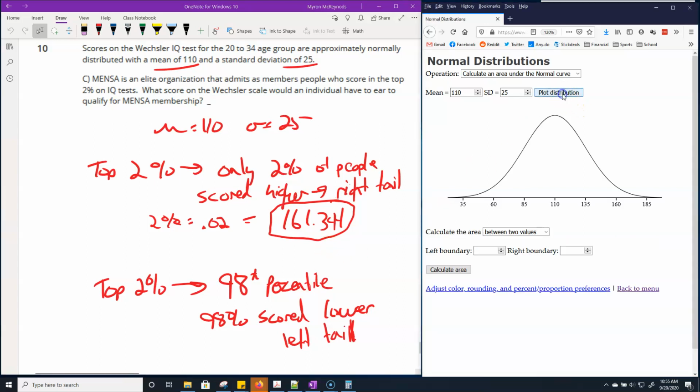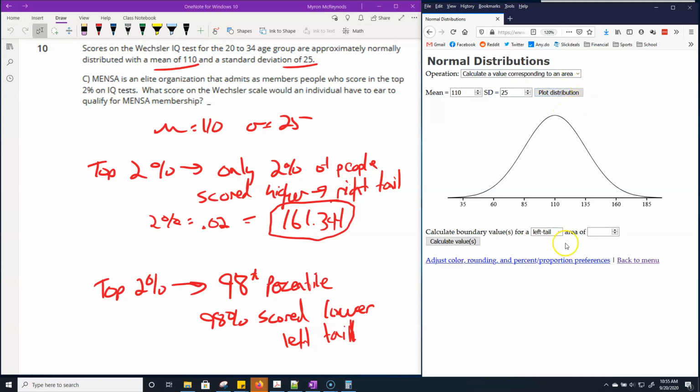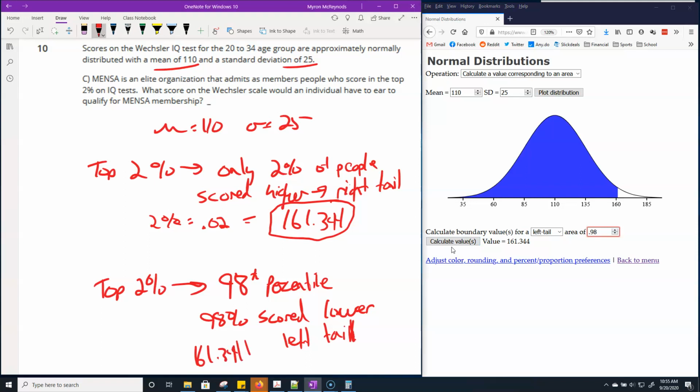So I'm going to put this in again, and I'm going to do the calculate a value corresponding to an area like we're supposed to, and I'm going to put in 0.98. Now think of this logically. The top 2% was 161.344. It means only 2% of people scored higher. That means the same thing as 98% scoring lower, because if 2% scored higher, 98% scored lower, right? So you should get the same answer, and you do. You get 161.344. And it checks out. It's the same answer on both of them.